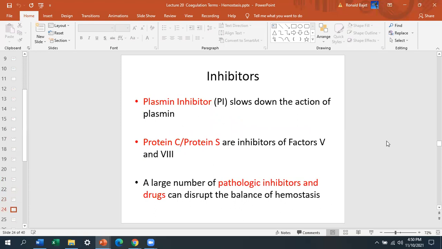In the fibrinolytic pathway, you have plasmin inhibitor, which slows down the action of plasmin because you don't want plasmin to get out of control too. So you're going to need to have plasmin put in check, and plasmin inhibitor will do that. And again, this will be discussed more in the fibrinolysis lecture. Protein C and protein S, that's another separate lecture. Those two are inhibitors of factors 5 and 8. And a large number of pathologic inhibitors and drugs can disrupt the balance of hemostasis.